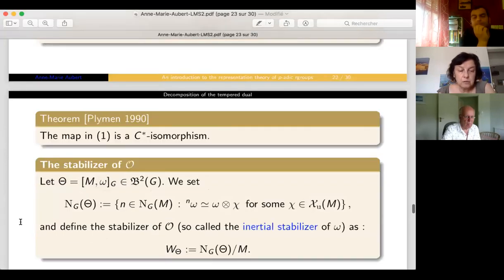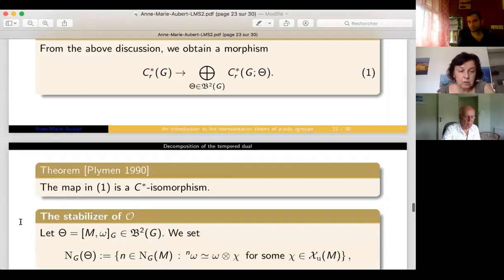Okay, it's already a very nice result, and the point is that in order to understand the C-star algebra of G, you can do it block by block. So it will be enough to understand, for each θ, the subalgebra C*_R(G)_θ. And so that is the objective we have now in mind.